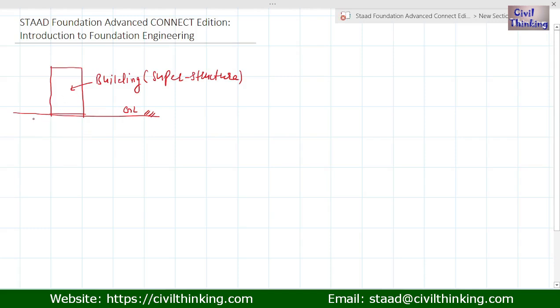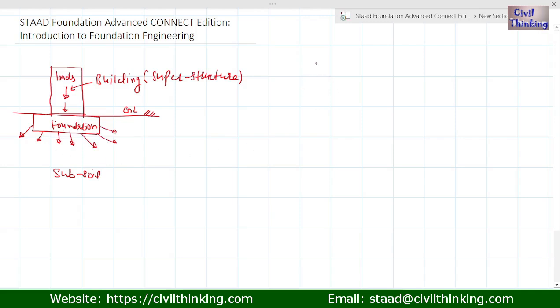Now below the ground level we construct a foundation, right? This is our foundation, and on the foundation we construct our superstructure. There are loads because of the superstructure, right? Loads from the superstructure are supported by the foundation, and the foundation transmits these loads to the subsoil. This is our subsoil. So the loads from the superstructure are resisted by the foundation, and the foundation then transmits these loads to the subsoil safely.